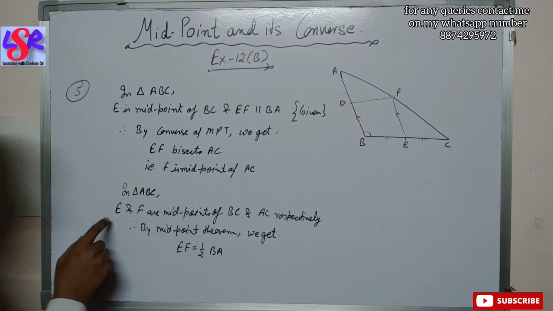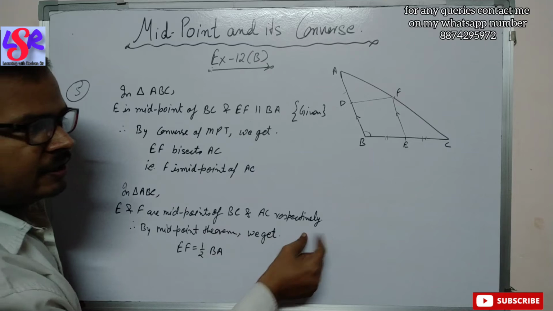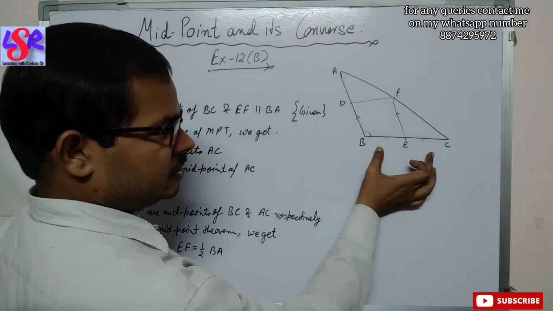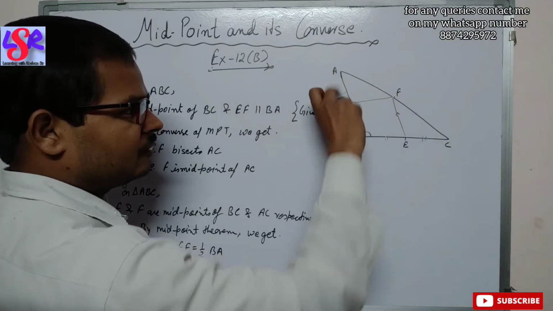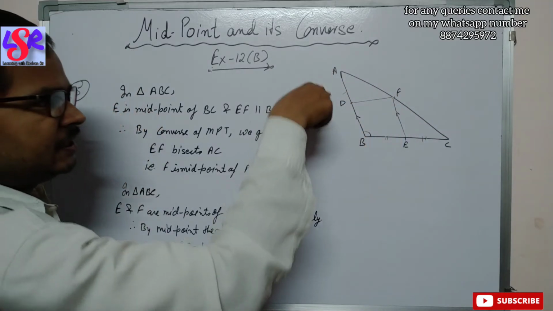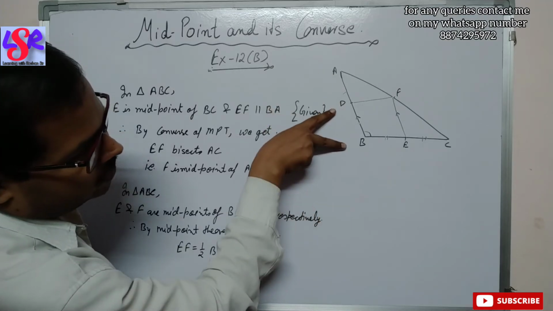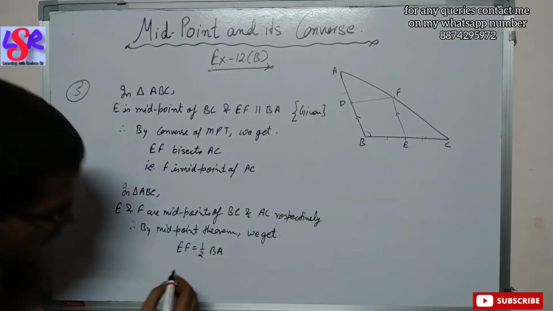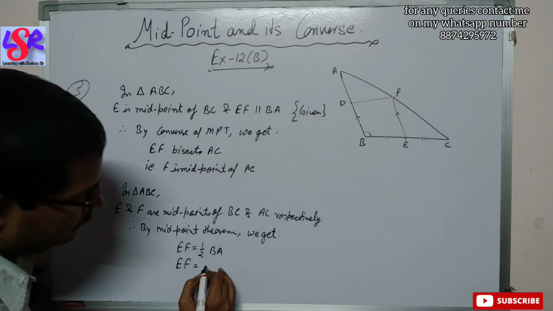So in triangle ABC we have got E and F are the midpoints of the side BC and AC respectively. अब ये BC और AC का ये midpoint हो गया. Therefore this line will be half of this one. अब जैसा कि हमें पता है that D is a midpoint of this AB, तो इसका अगर हम हाफ करते हैं तो वो DB के बराबर हो जाएगा. So we can write this one as EF equals to BD.